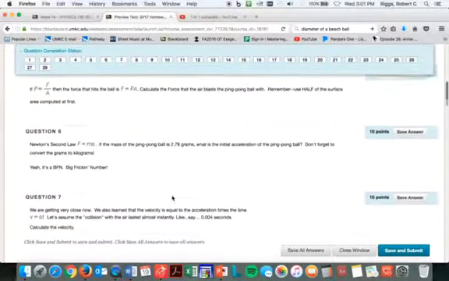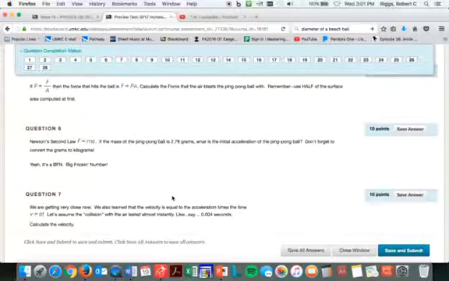And then let's look at the questions. Newton's second law, F equals ma. If the mass of the ping pong ball is 2.78 grams, what is the initial acceleration of the ping pong ball? Don't forget to convert grams to kilograms. I'm going to allow you to do that on your own. See, we're getting through this thing. Yeah, it's a big number when you do that.